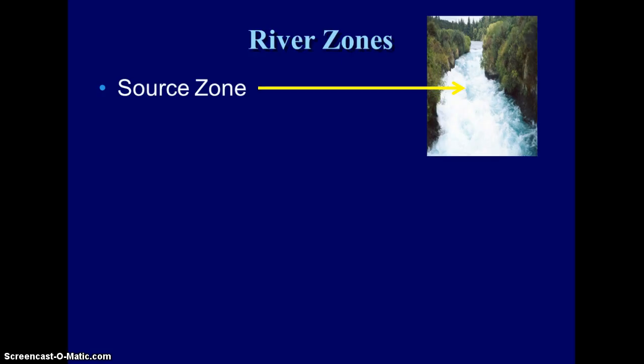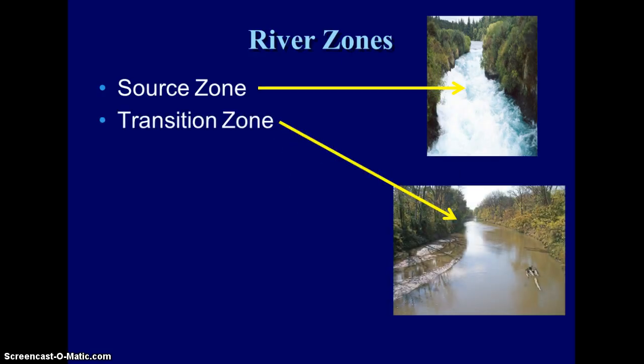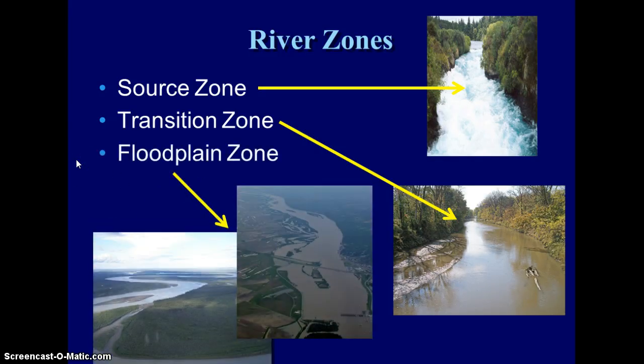All right, so starting at the source zone, that's in the higher elevations. We've got faster running water. Usually the riverbed is narrow. Transition zone, you're in your lower elevations. You've got more water. They tend to be a little bit more shallow because the rivers slow down, the sediments sink to the bottom. Then you have your floodplain zone.